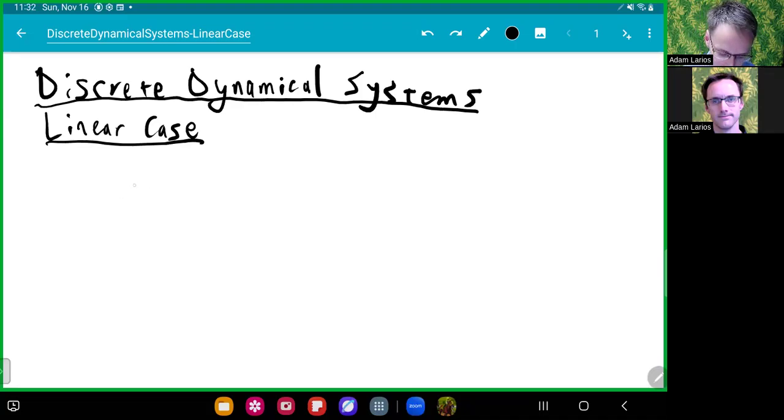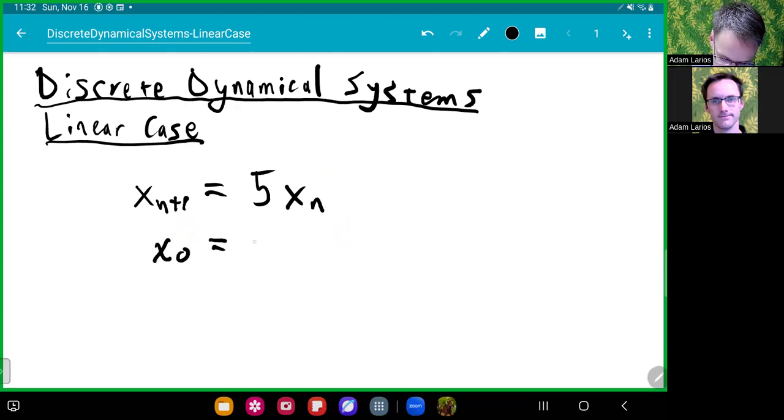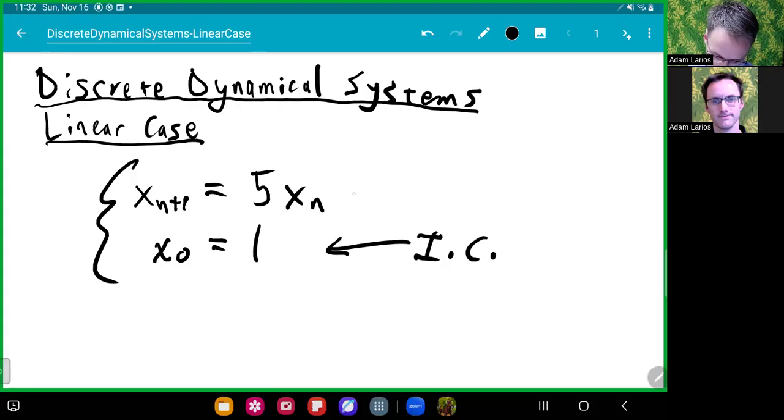So let's start off with maybe a very simple dynamical system, which is in the form of what's called a recurrence relation. The idea is that if I know some previous number, I can get a new number. In this case, I'm just multiplying by 5. Of course, I have to start somewhere, so let's start with x0 equal to 1 as our initial condition. So this is our initial condition, and this is our dynamical system.